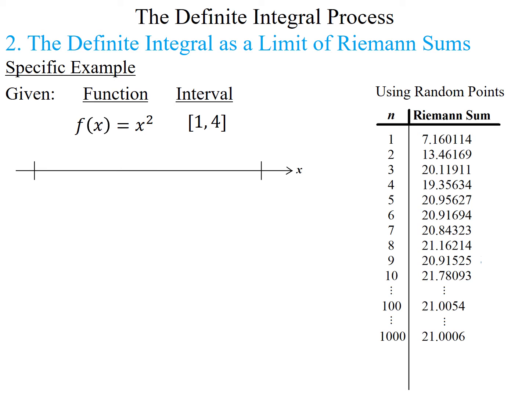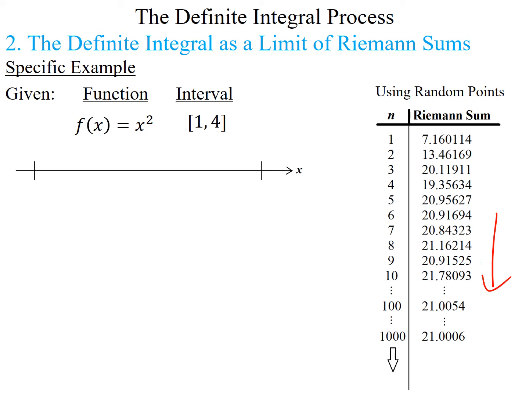And of course, I could have done this over again. We would have got a different list of numbers, because every time it's picking a different random set of numbers to plug into the function, a random set of xi stars. But anyway, we want to keep going. We want to go to infinity. We want the number of subintervals to go to infinity. And as it's going to infinity, we want to see where the sequence of Riemann sums is headed.